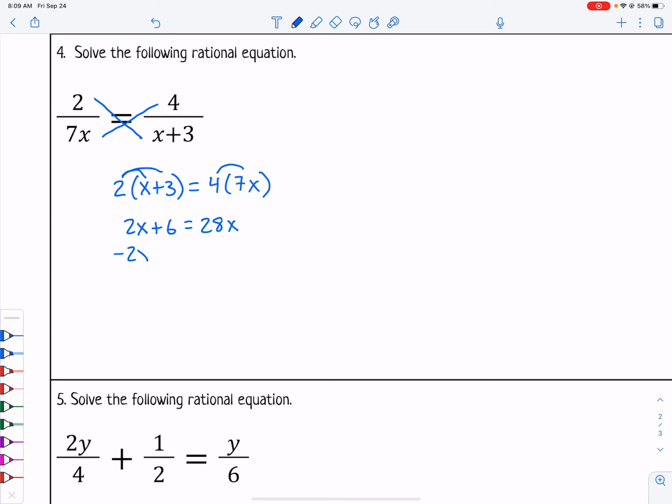Let's move the one that has a variable and is smaller, like a smaller coefficient. So 6 would equal 26x. And then we just need to divide both sides by 26. And then we can just reduce that a little bit. 6 and 26, they would both divide by 2. So we would get 3 over 13 equals x.